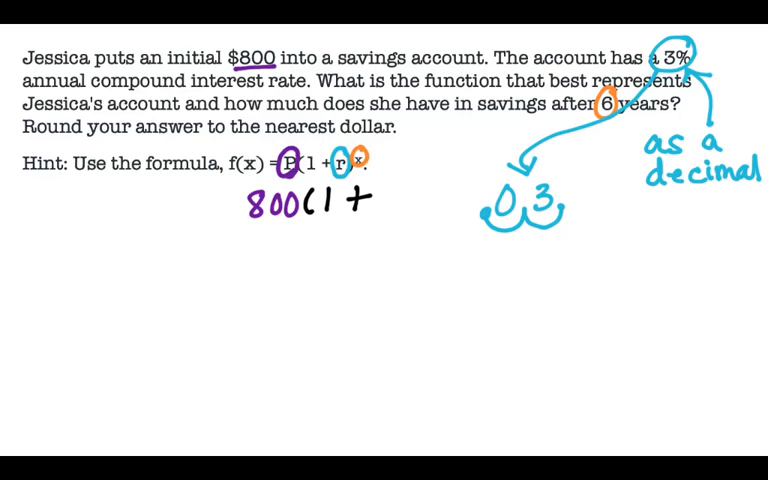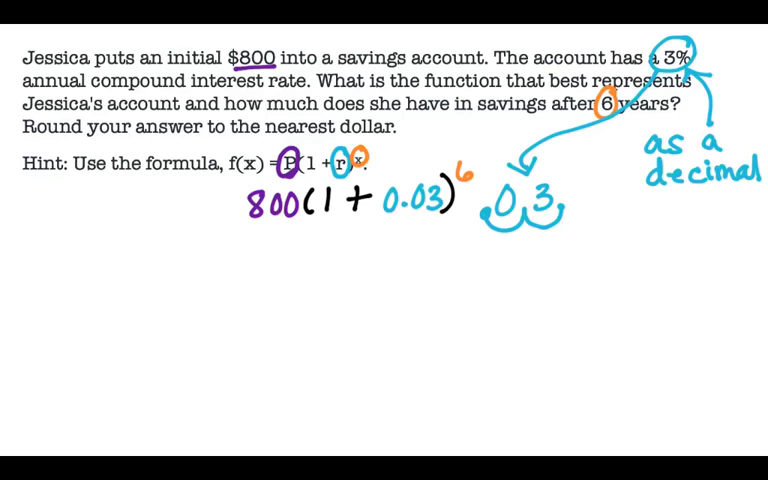Okay, so 0.03 is what we're going to use. And then you're going to raise it to the X power. And in this slide, I actually raise it to the 6th power, but your function, before you put any number into it, is actually raised to the X power. So that orange 6 should actually be an X for your answer for this problem. And then your final answer will be how much is in the savings account after 6 years.